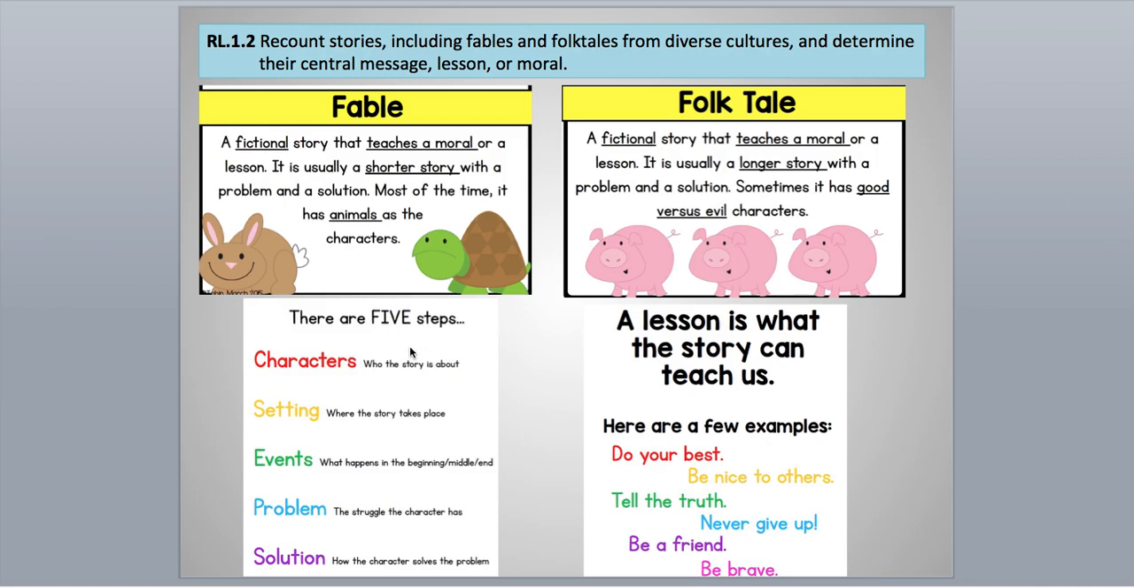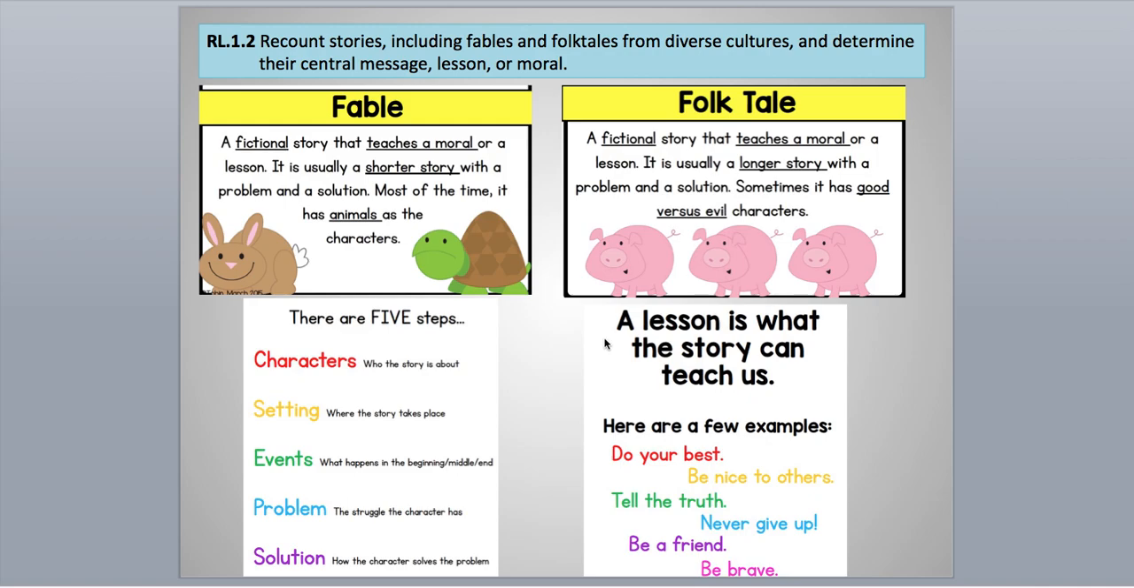So the 5 steps to retell a story are telling who the characters are, the setting where the story takes place, the events, what happens in the beginning, middle, and end of the story, what the problem is, the struggle that the character has, and the solution, how the character solves the problem. So these are the 5 steps that we're going to practice so we can retell fables and folk tales.